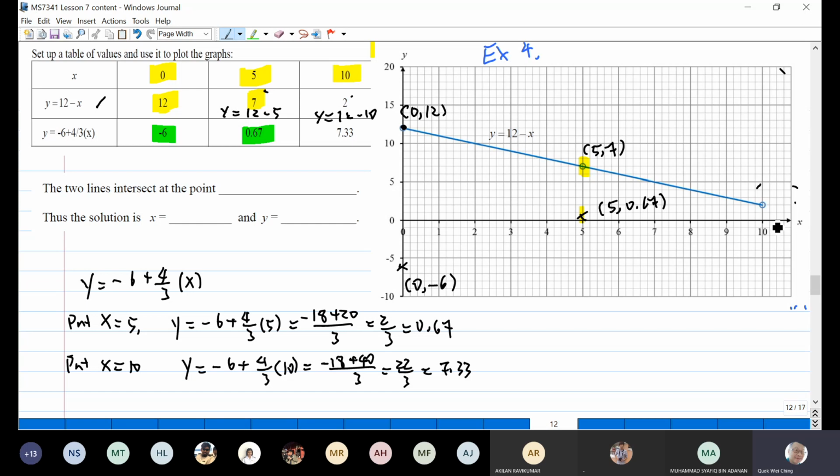This one is (10, 2) here. And 7.33, so 7.3 is somewhere here, between 7 and 8. There's a point here. This is (10, 7.33).